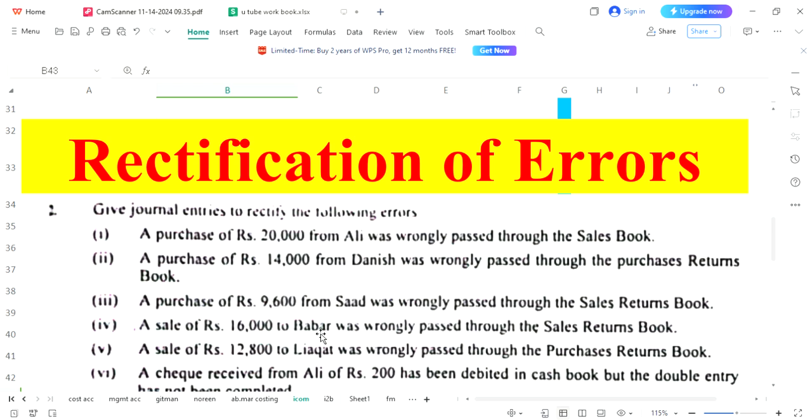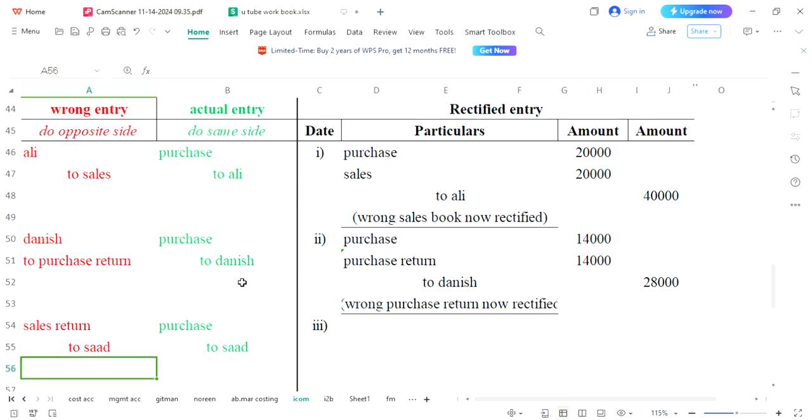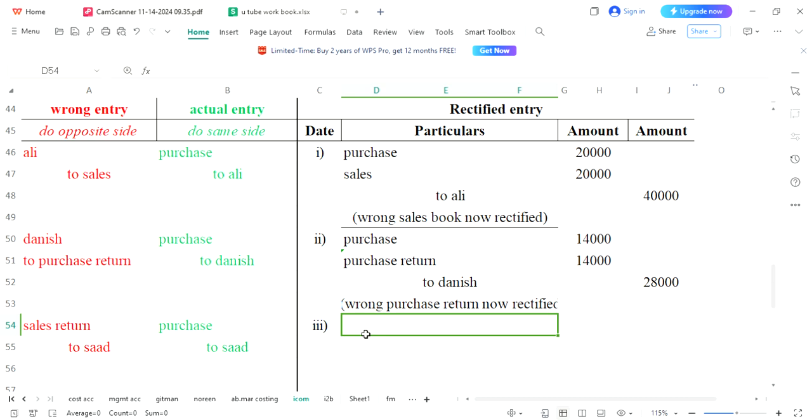And what happened? Was wrongly passed through sales return book. So by mistake, we have written in sales return. As you know that sales return should be debited. Sales return to Saad. This is a little bit different entry. Please understand. This purchase should be written on debit side. Instead of purchase, we have written sales. So what you will do, purchase was not written. To rectify, we will write the purchase. And this was the wrong entry, sales return. To cancel it, we will write it on the opposite side. So to sales return would be written on credit side.